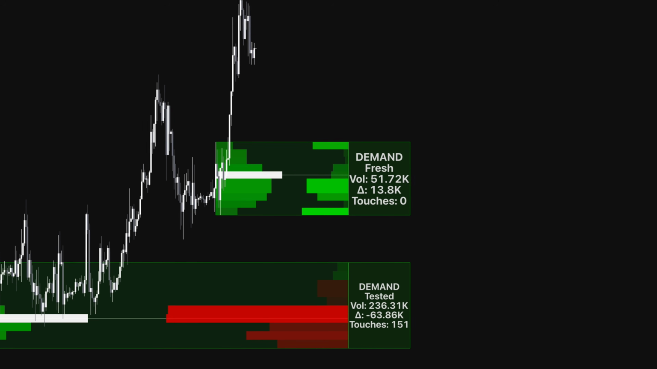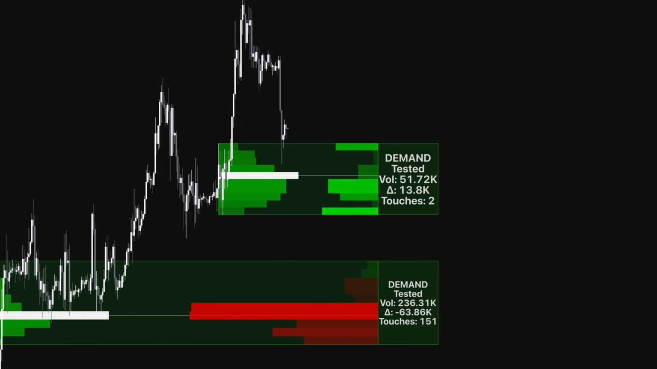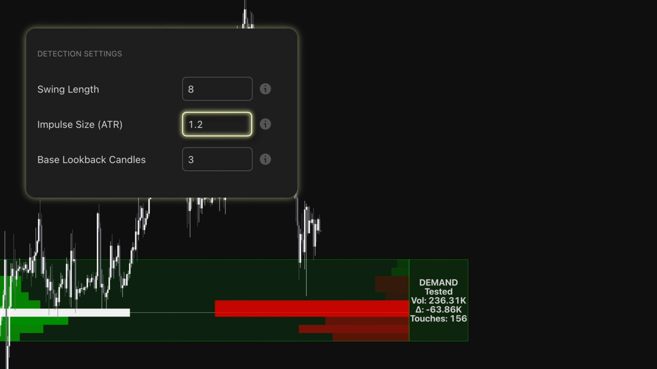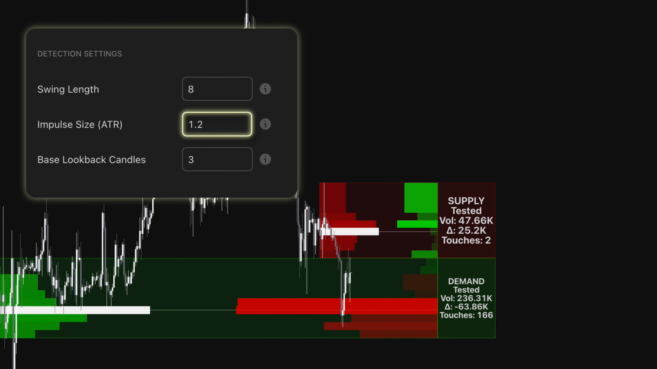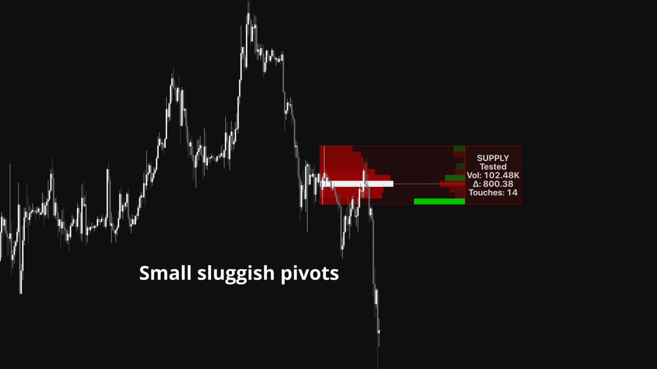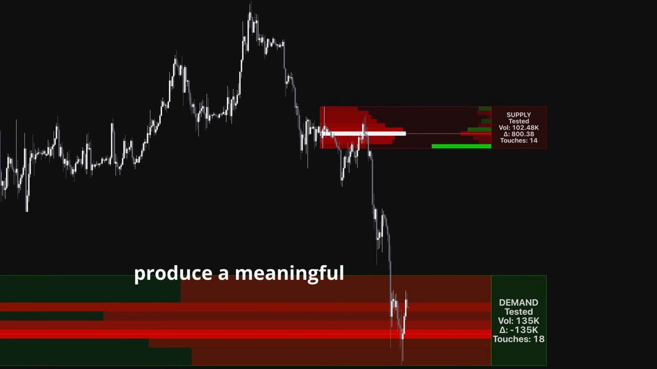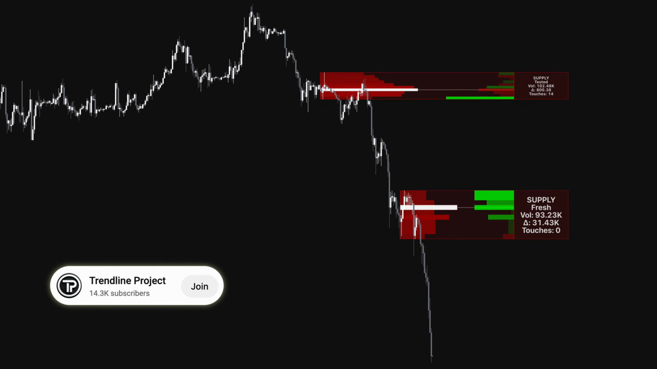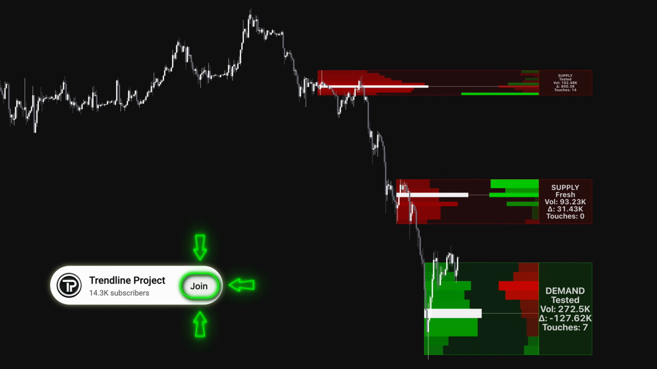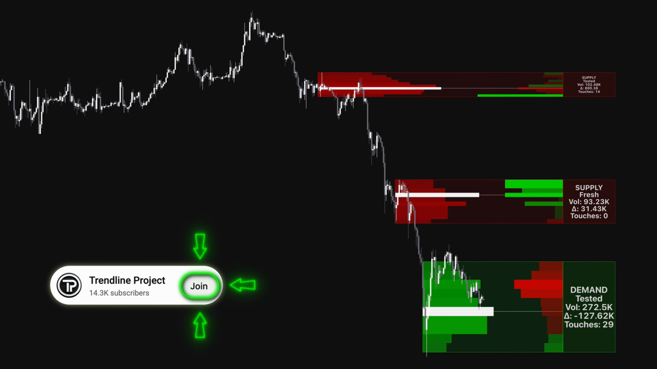Zone creation requires the pivot to be followed by a price move clearing a configurable ATR multiple, defaulting to 1.2 times ATR. Small, sluggish pivots that fail to produce a meaningful departure are filtered out, because a legitimate supply or demand zone should be left behind by a strong move away from it.